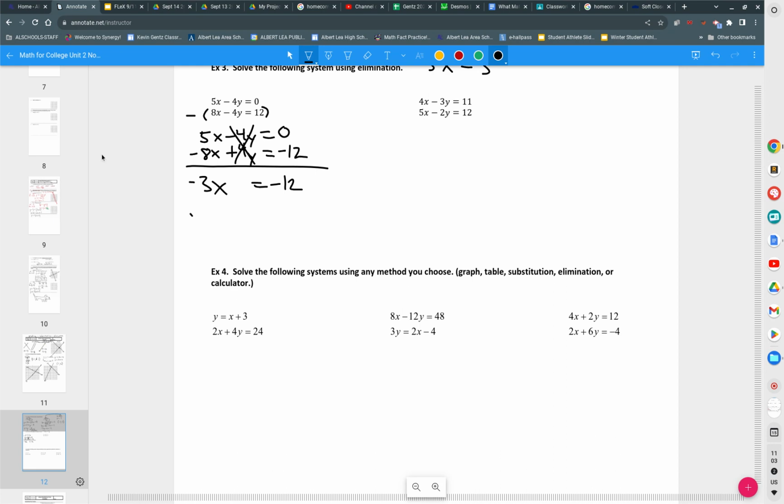Divide by -3, and x is +4. Not a great equation to be able to plug back into. You could choose either one. I'm going to plug the 4 right into this first equation, and I get 20x minus 4y is equal to 0.